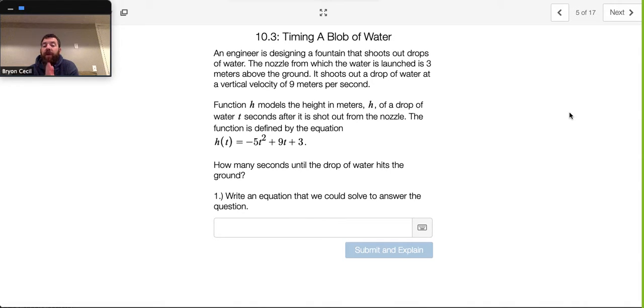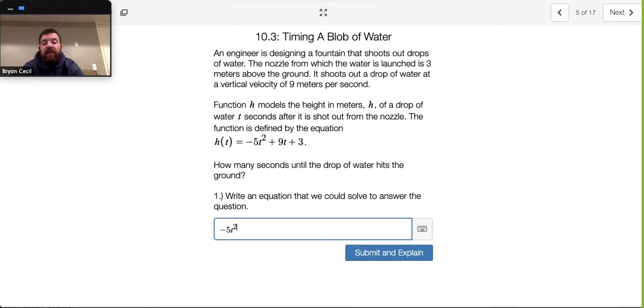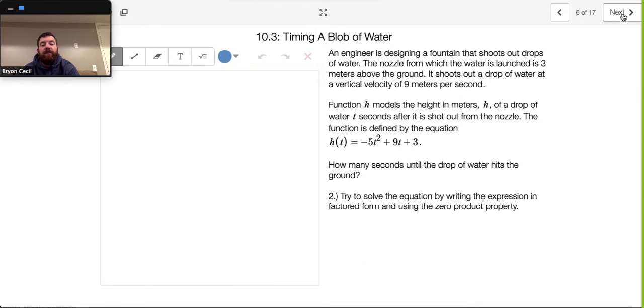So first we need to write the equation, correct? So we need to know, when does negative 5t squared plus 9t plus 3 equal 0? Because we want to know when that gives me a 0 for my equation. Okay, so now we need to try to write it in factored form and use the zero product property.